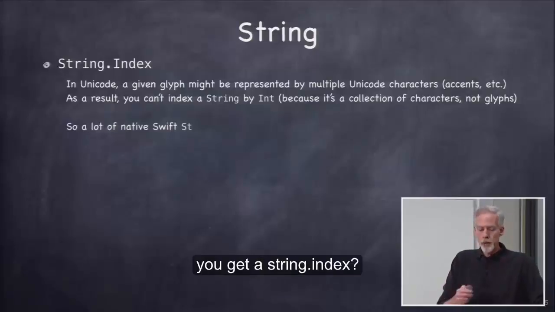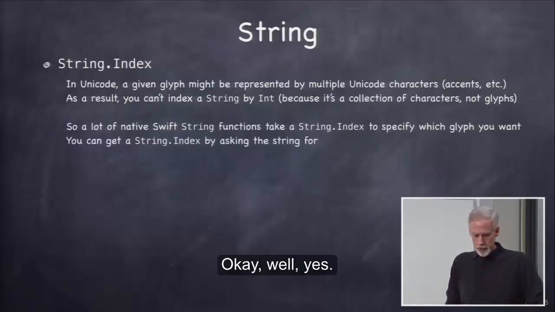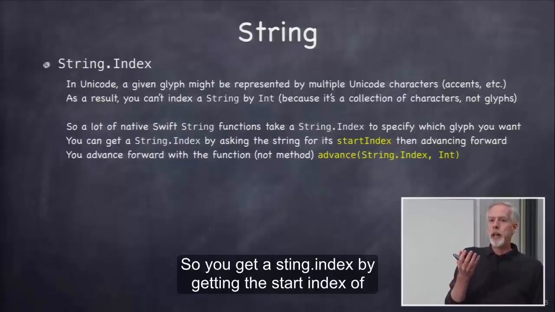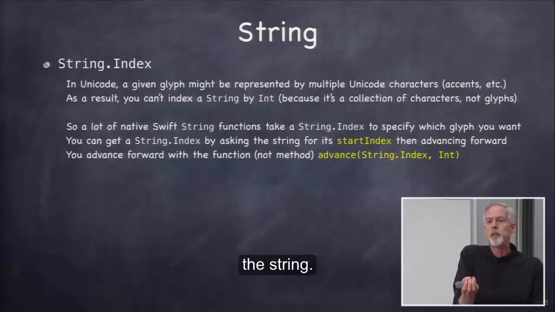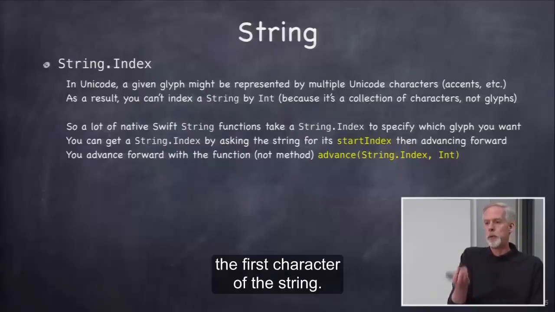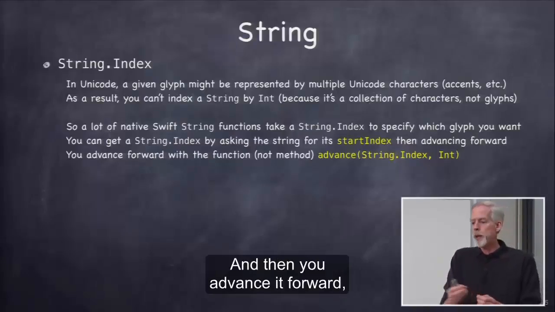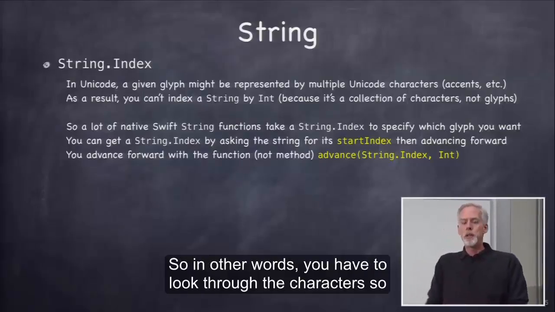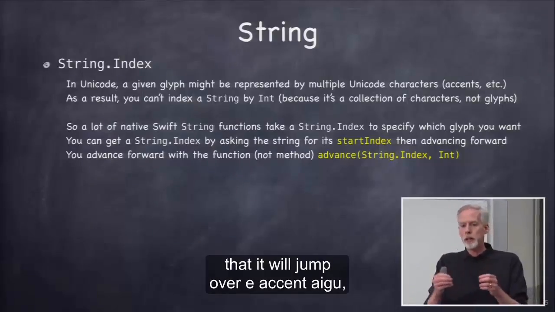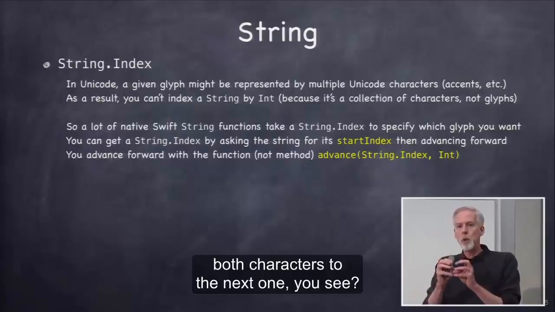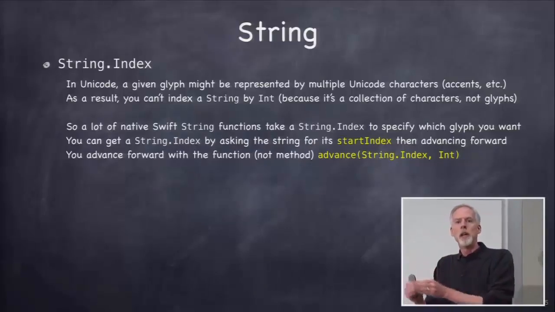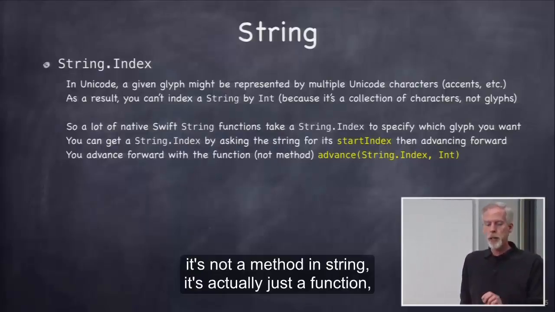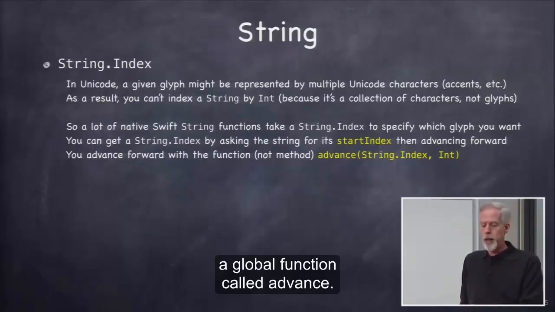Okay, now how do you get a string.index? Okay, well, yes, it's saying here. Okay, so you get a string.index by getting the start index of the string. That gives you a string.index that points to the first character of the string. And then you advance it forward however many times you want to go. So in other words, you have to look through the characters so that it'll jump over E accent aigu, both characters, to the next one, you see? So you do that with this function. It's not a method in string. It's actually just a function, a global function called advance.